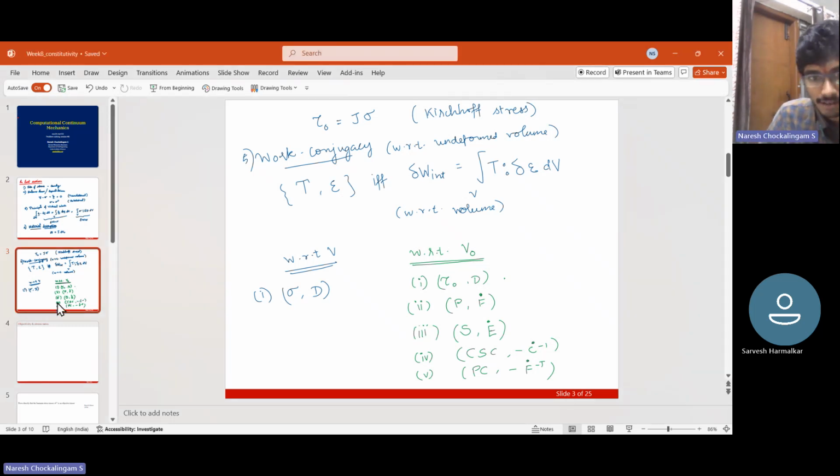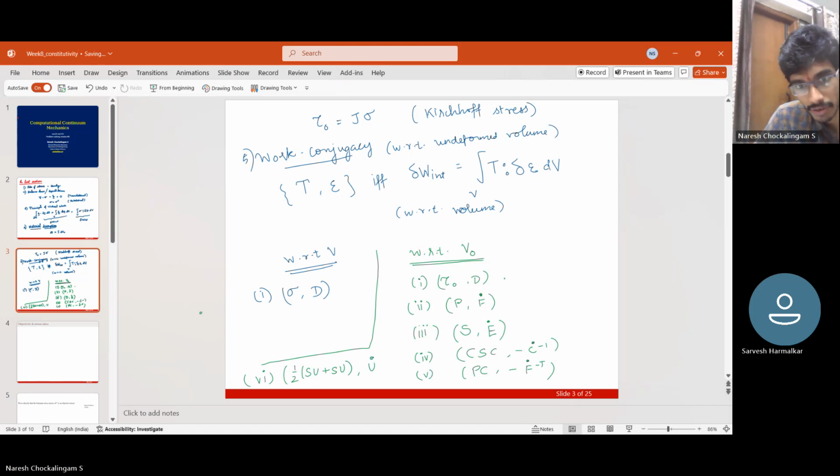The sixth and final one is the Biot stress tensor, which is defined as half SU plus US, and this is work conjugate to U dot. So these are the 6 work conjugate pairs that we saw last time.